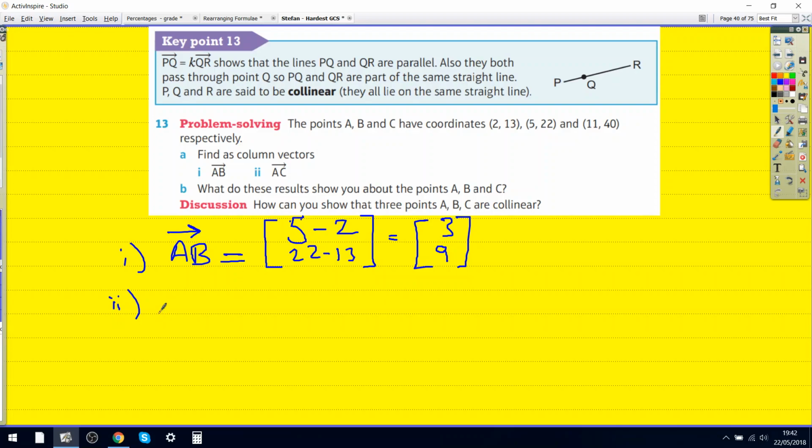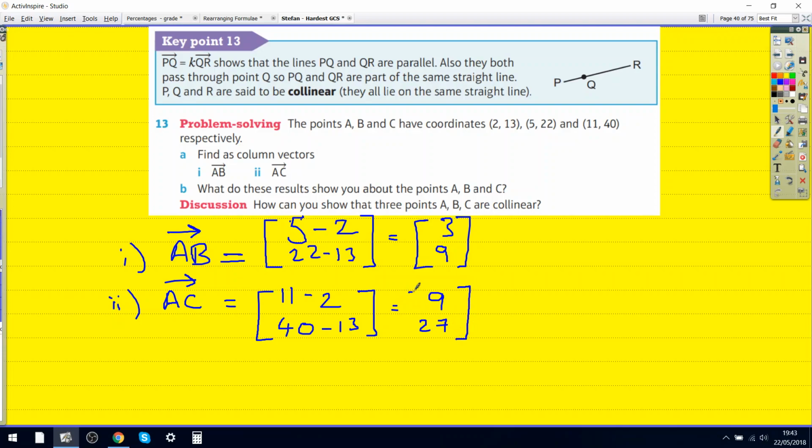And how about AC? So AC is just, what do we have for C? 11, 40, minus what's A? 2, 13, which would be 9, 27, and as a column vector that's just 9, 27.